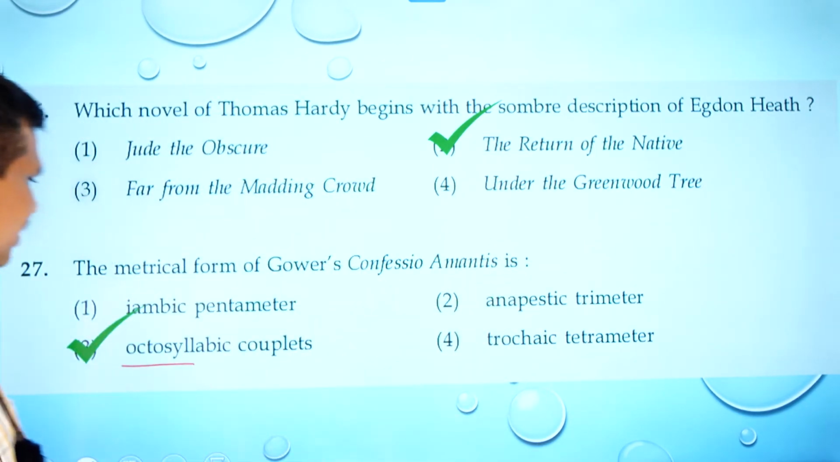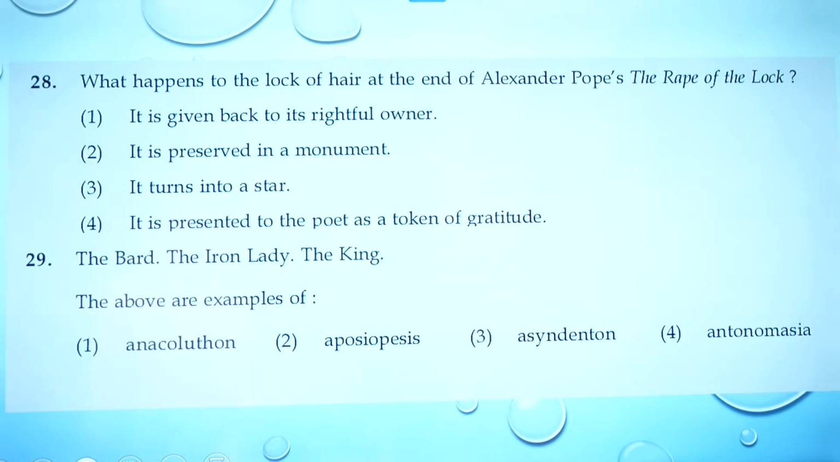So let's move to the next question, question 28. What happens to the lock of hair at the end of Alexander Pope's The Rape of the Lock? And options are number 1, it is given back to its rightful owner, number 2, it is preserved in a monument, number 3, it turns into a star, and 4, it is presented to the poet as a token of gratitude. And the correct option is number 3, it turns into a star.